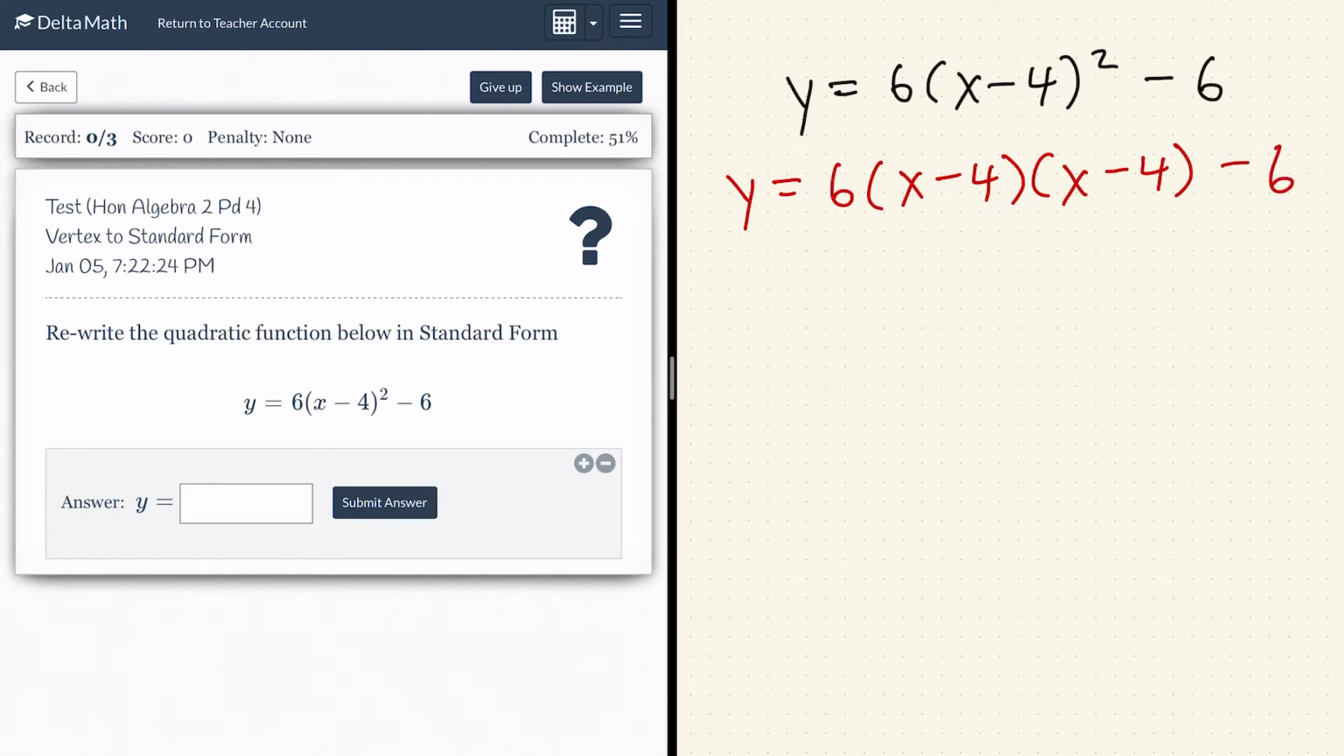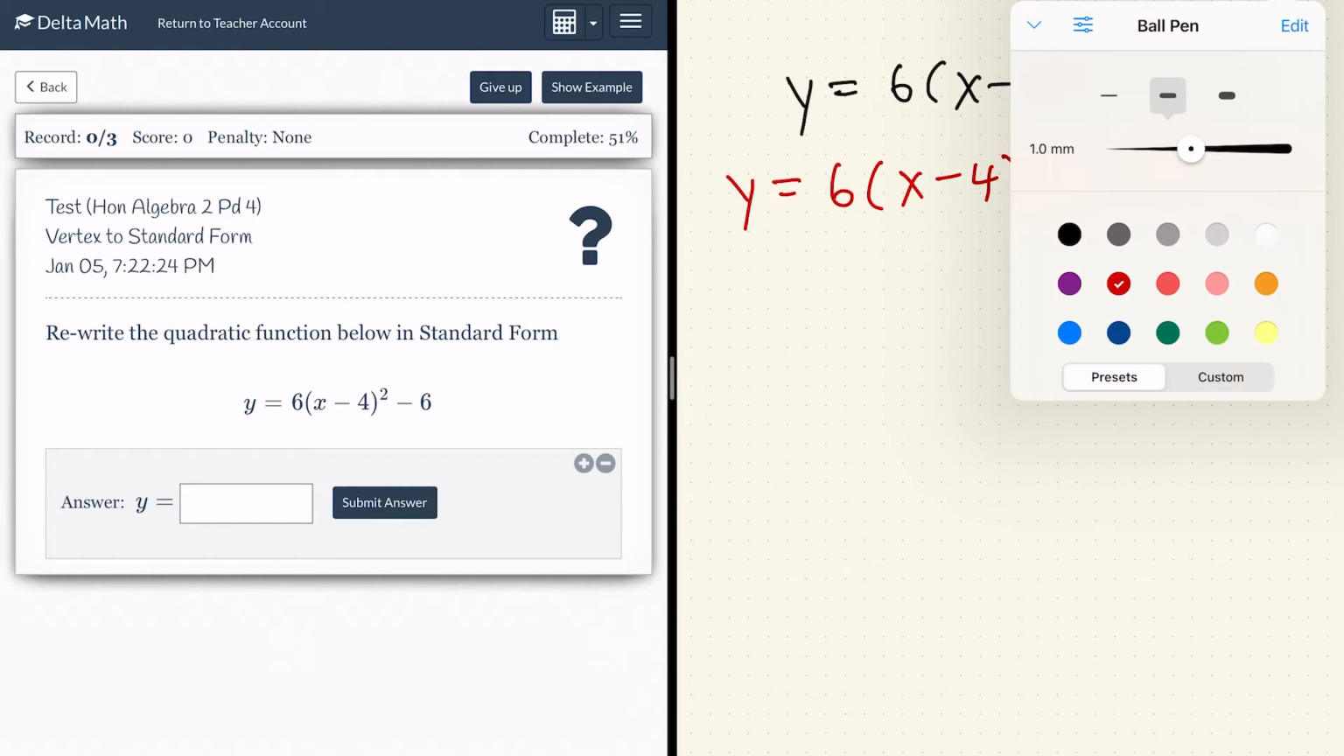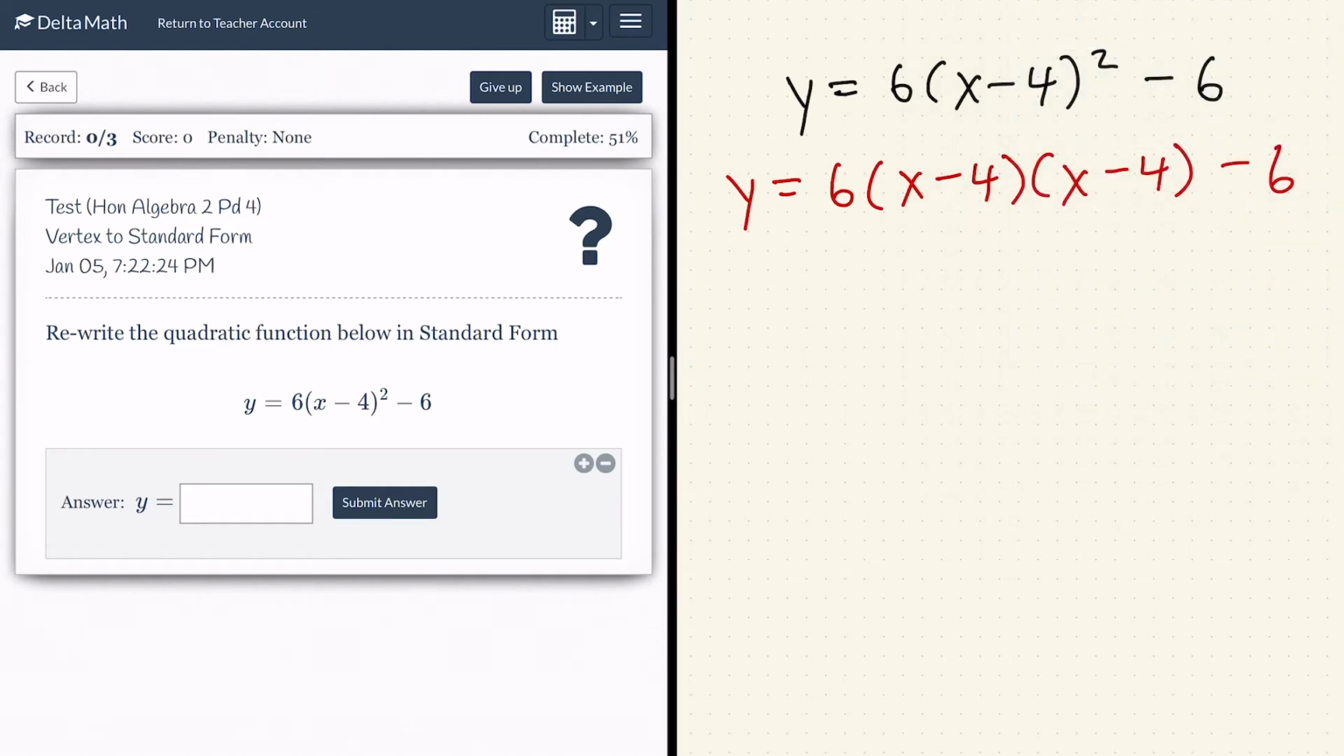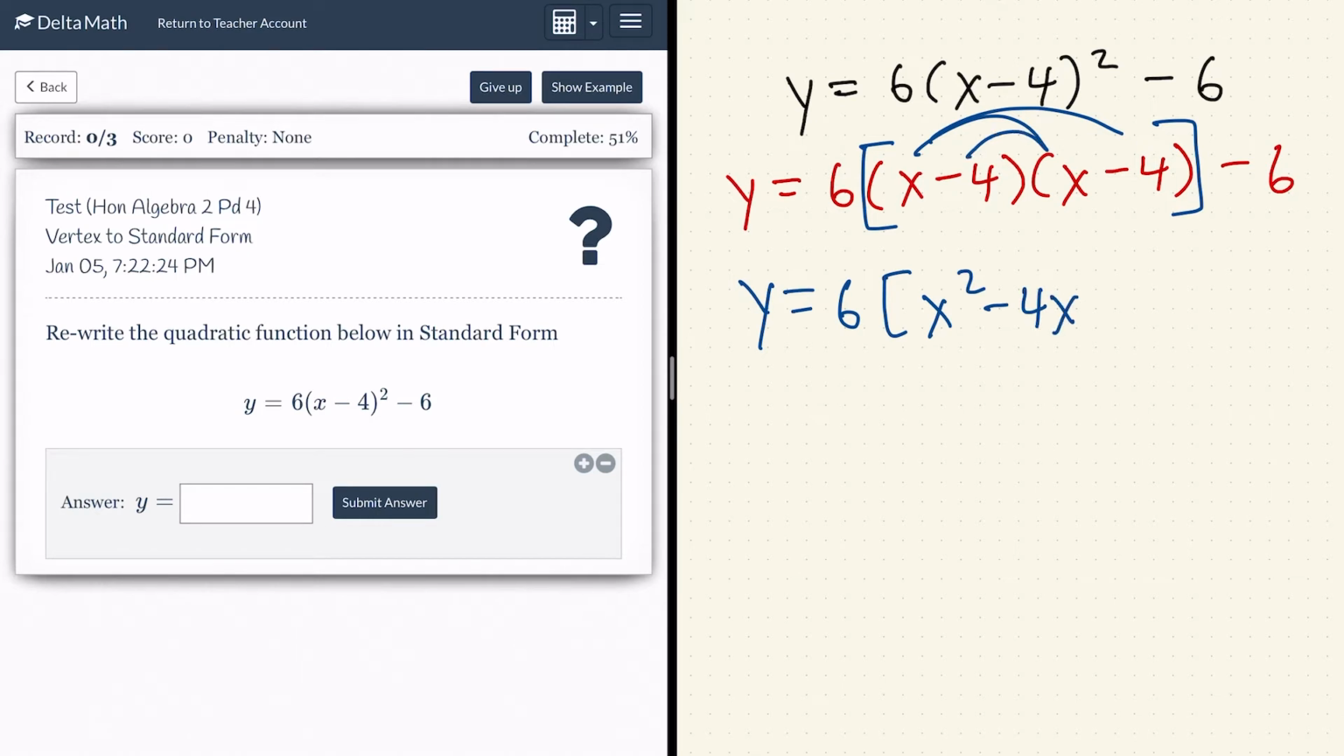So there we have it. As you can see, it's kind of similar to going from factored form back to standard form. But there's this pesky little minus 6, so don't forget that. Let's group these two, and we're going to FOIL. So we do x times x, which is x squared, x times negative 4, which is negative 4x, negative 4 times x is the same thing, negative 4x. And then don't forget that negative times a negative is a positive, so it's a positive 16. You close the bracket, and there's this minus 6 towards the end. So let's not forget that.